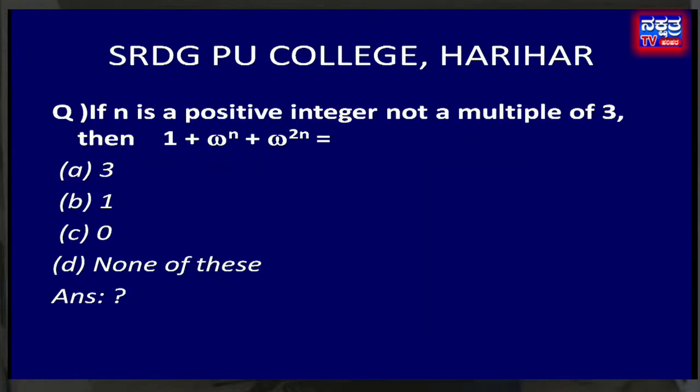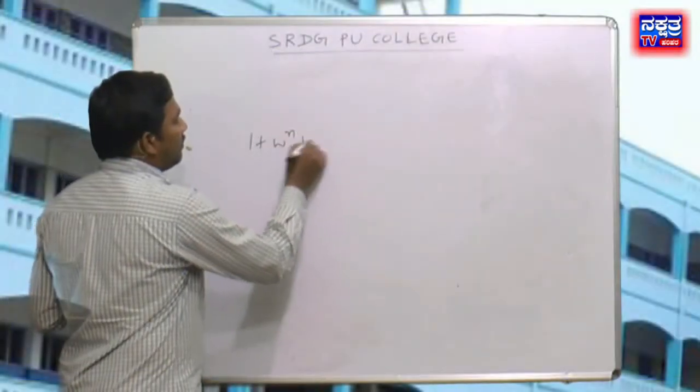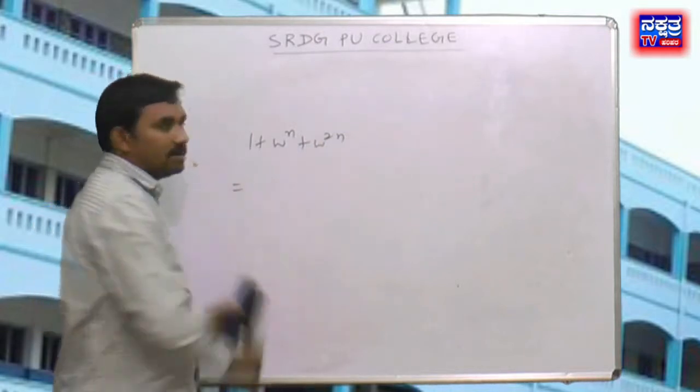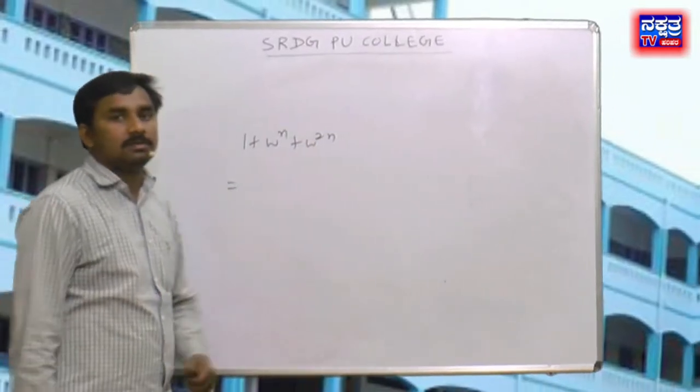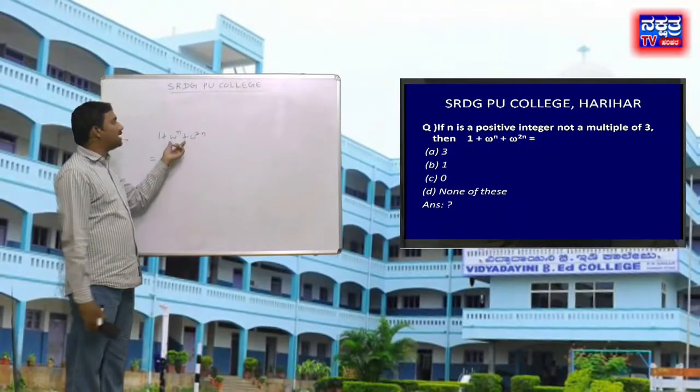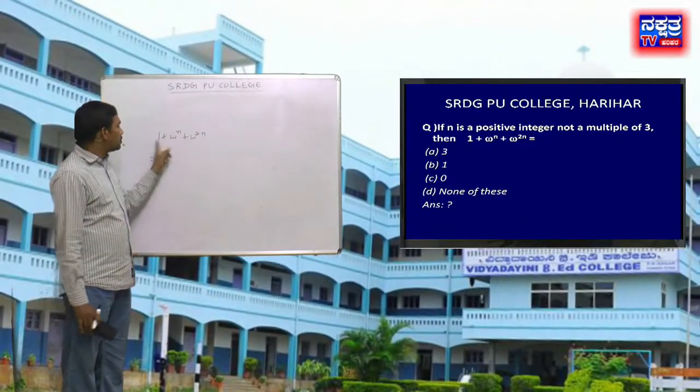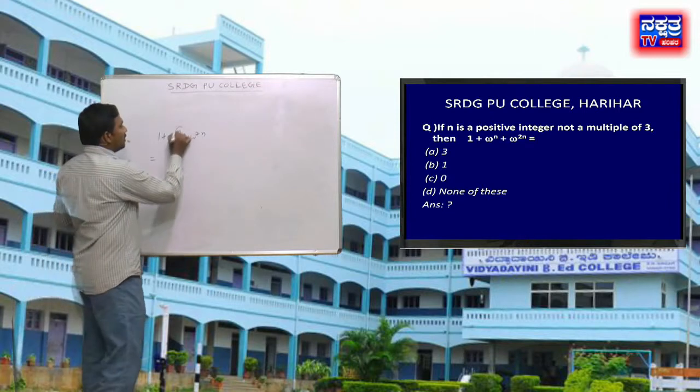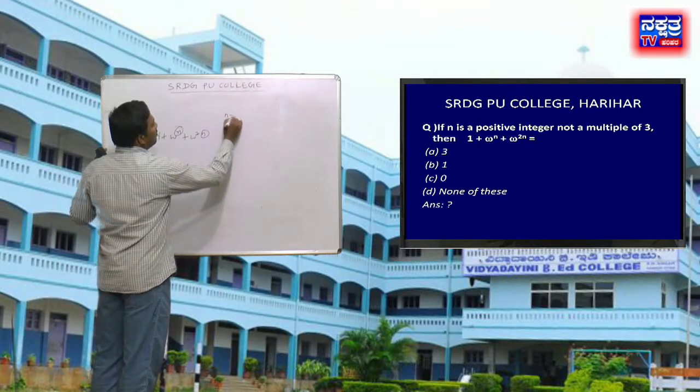What's the next question? If n is a positive integer, not a multiple of 3, then 1 plus omega power n plus omega power 2n equals: option A 3, option B 1, option C 0, option D none of these. Watch the board, students. 1 plus omega power n plus omega power 2n, this is the question. Now if n is a multiple of 3, clearly it is 1 and 1, so the answer is 3.